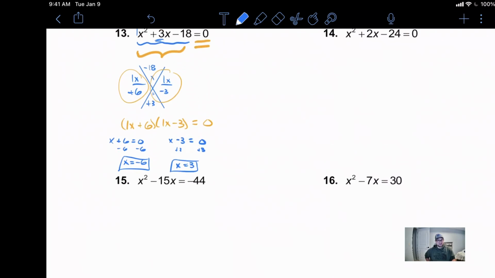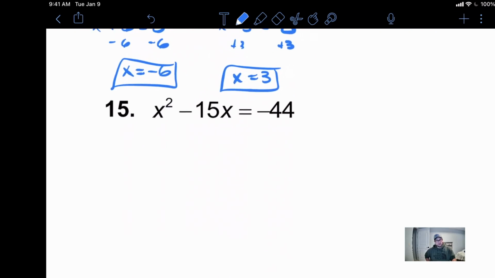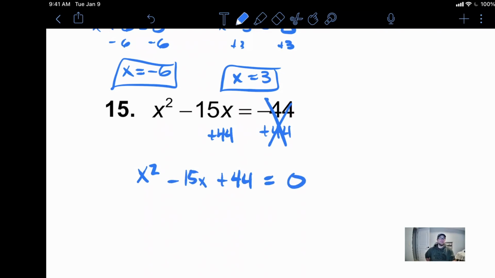Let's look at the next one, number 15. Looks like we just have a couple left. So when we do this, we can't factor unless it's equal to 0. So we need to move 44 over to the other side using inverse operations. So that's going to give me x squared minus 15x plus 44 equals 0.